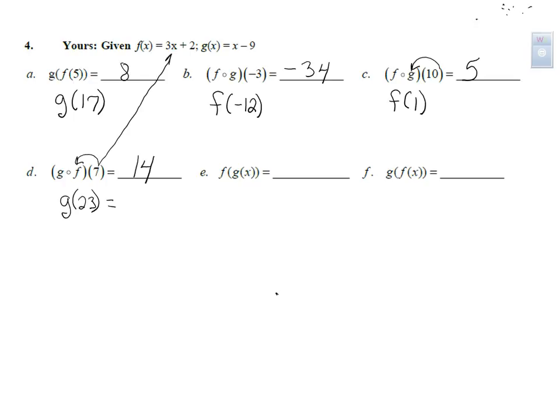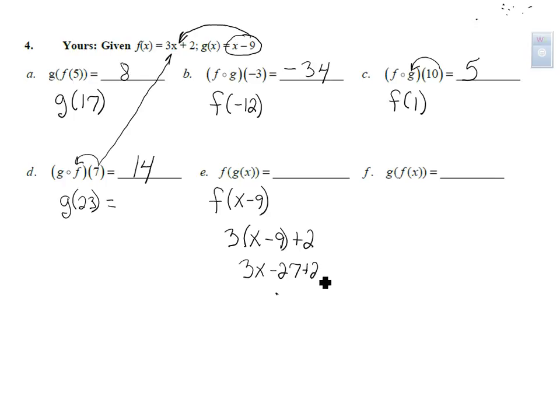So here goes part E. To find f of g of x, we're going to find f of x minus 9. So once again, pick up the function of g, dump it into the function of f. So it looks like this: 3(x minus 9) plus 2. And then just simplify it. I've got 3x minus 27 plus 2, which looks like 3x minus 25. Plug in something with an x, get something with an x.